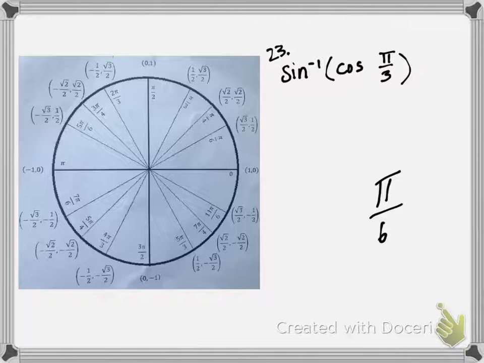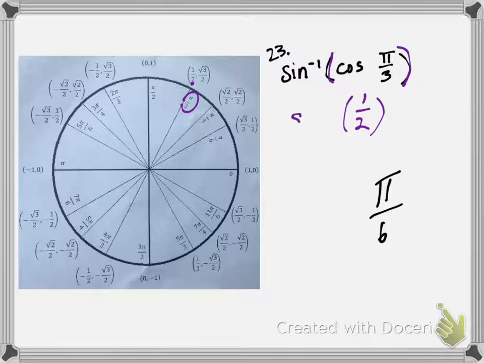So we'll try this one. And again, work inside the parentheses. Inside the parentheses, go to pi/3. All right, I'm there. Look at the cosine value. Remember, that's your x. That's right. So we're going to write 1/2 inside parentheses.